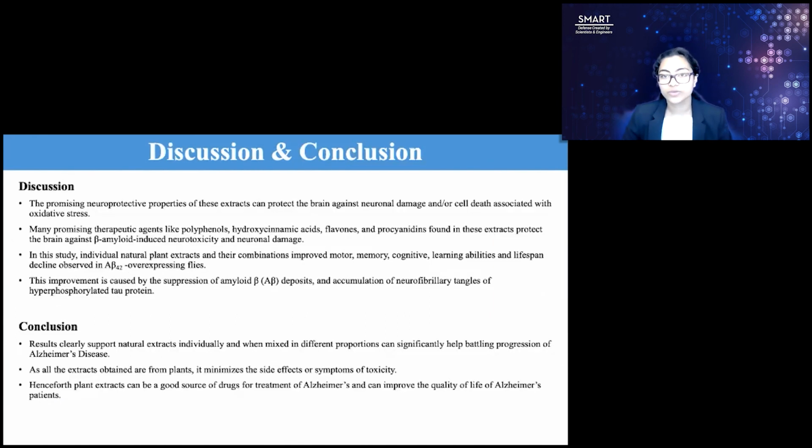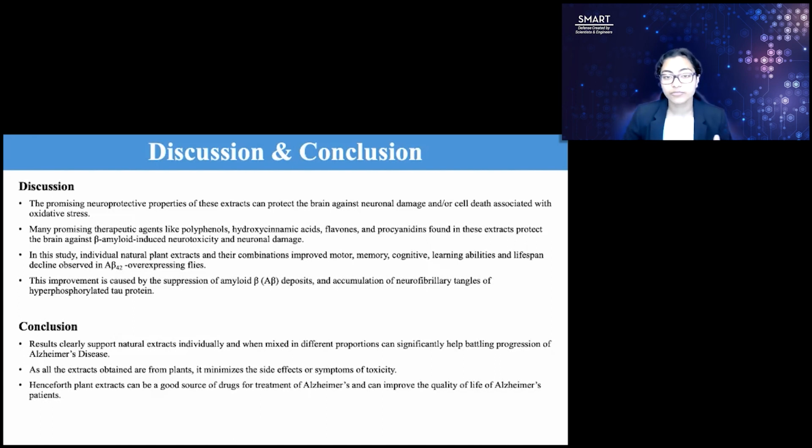So in patients with Alzheimer's disease, it's been reported that the aggregation of amyloid beta 42 proteins occurs during the early stages of neurodegeneration. And so the results of the present study indicate that the wealth of many therapeutic agents like polyphenols, hydroxycinnamic acids, flavones, and procyanidins found in these extracts have anti-Alzheimer's disease effects in amyloid beta 42 overexpressing flies.